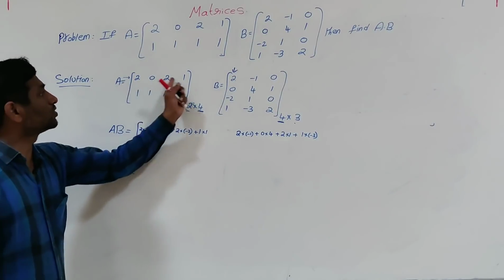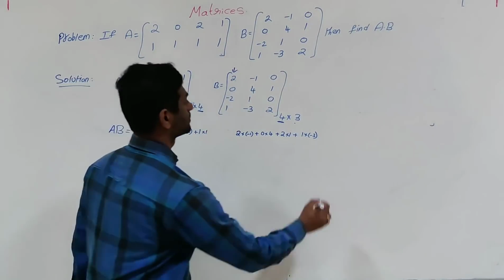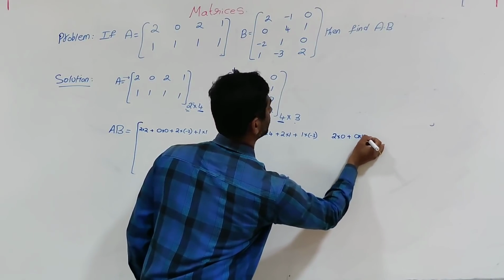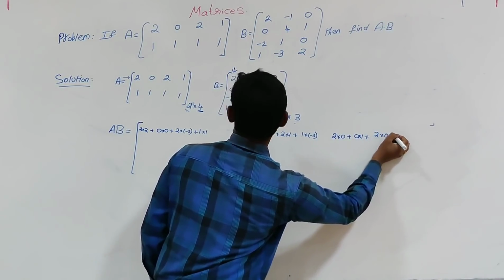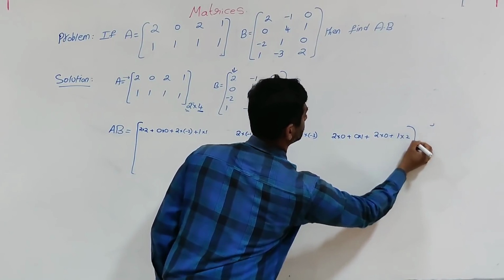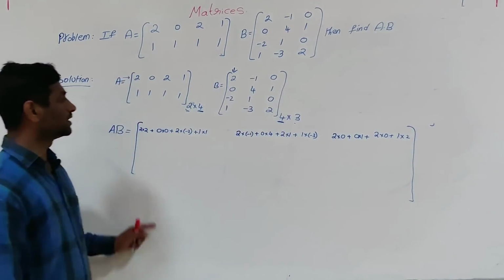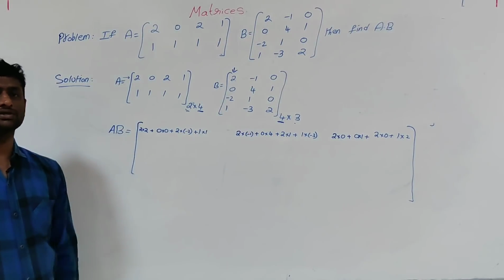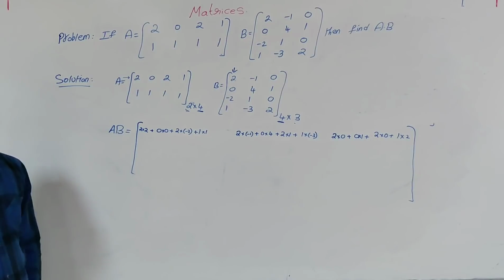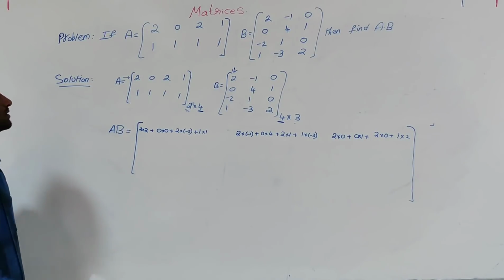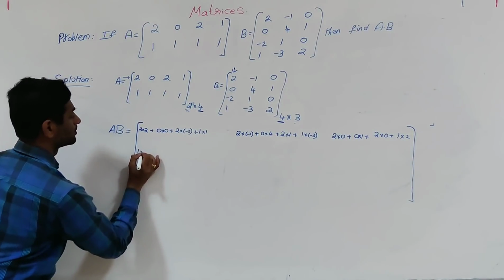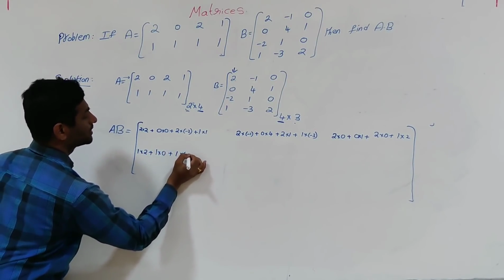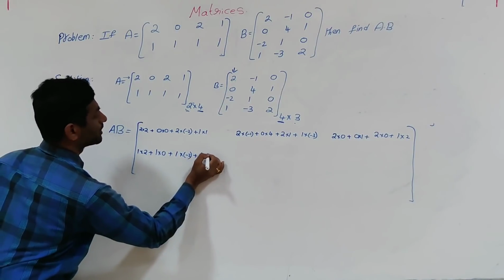Next, first row with third column elements: 2 into 0 plus 0 into 1 plus 2 into 0 plus 1 into 2. So that is the first row elements. Next, as there is no other column in the second matrix, now we'll shift to the second row of the first matrix: 1 into 2 plus 1 into 0 plus 1 into minus 2 plus 1 into 1.